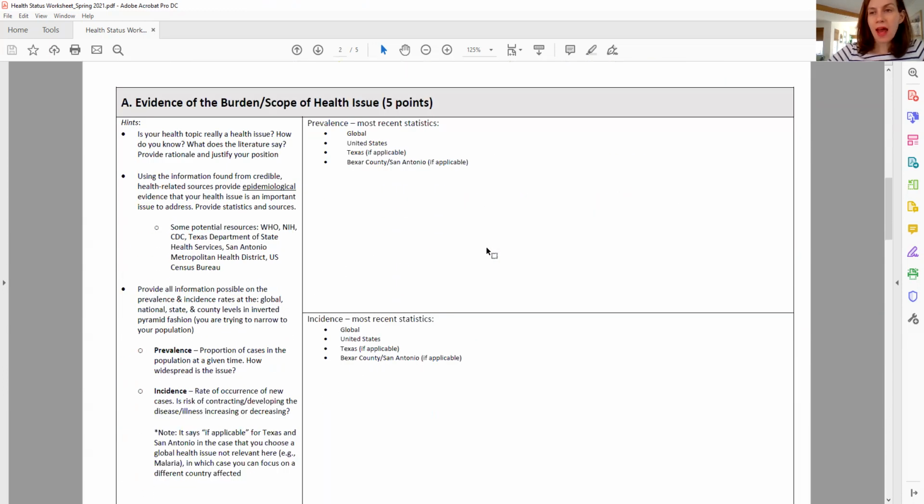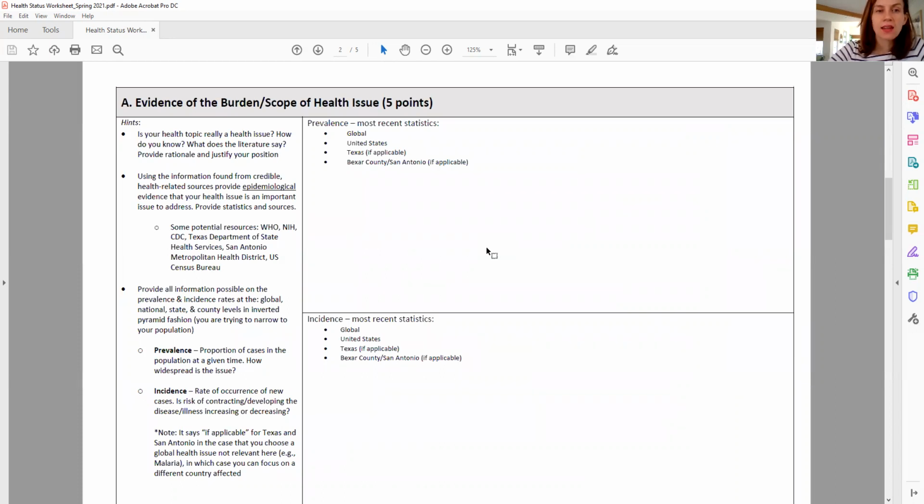The first part, part A, is gathering evidence of the burden or the scope of the health issue. When we say health issue, we're talking about that health status or health outcome. So in the example of smoking and lung cancer, this first page is focused on lung cancer, not on smoking. We'll get to that later. What we really want is to know, based on what you gather here, what is your health topic, and show me that it's an important health topic to focus on.